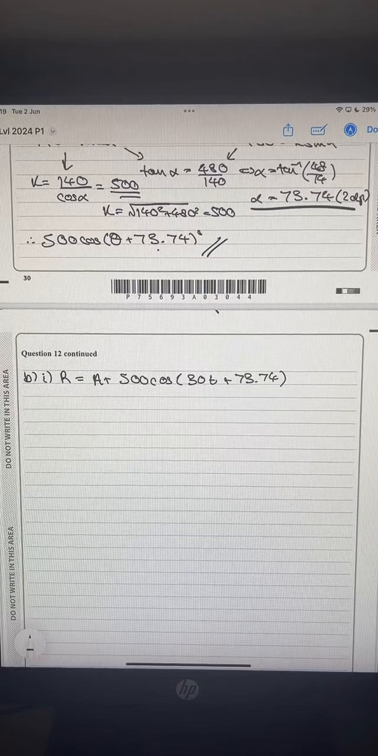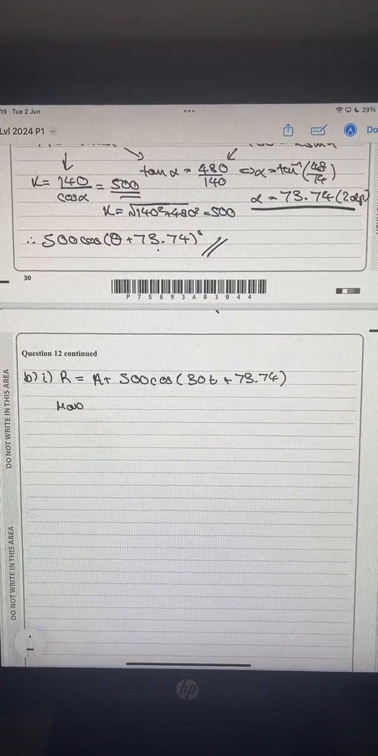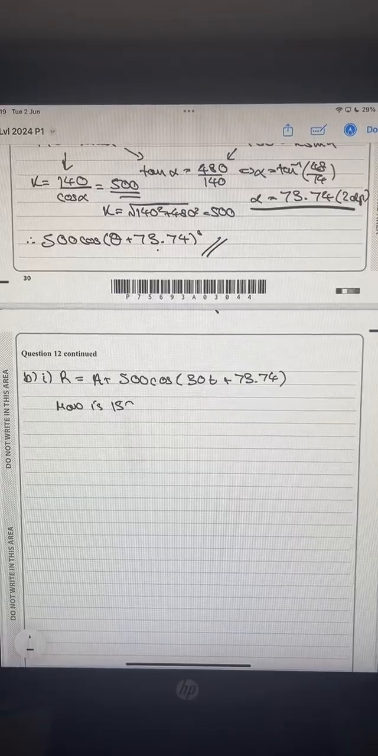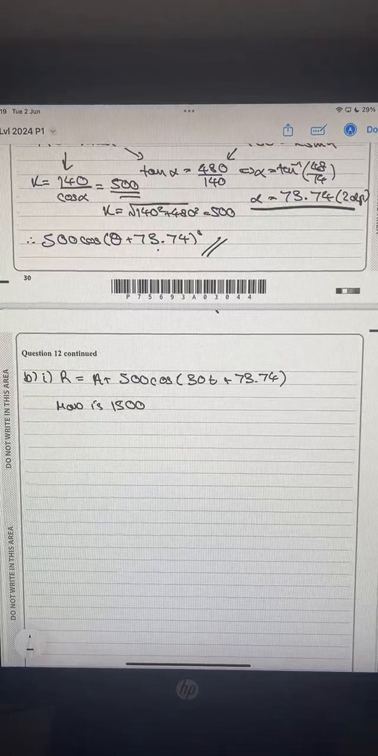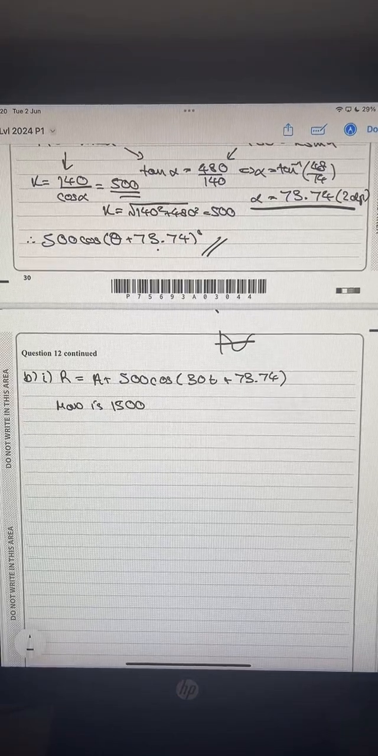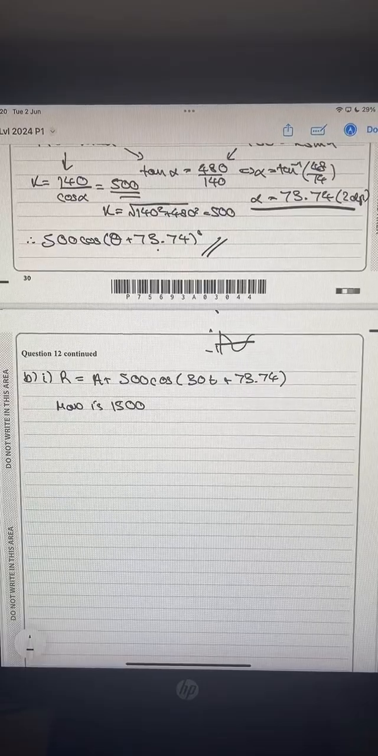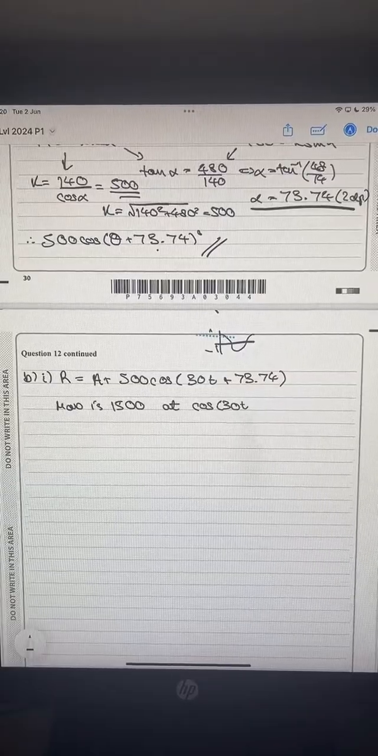Hopefully that makes sense. They tell us that the max is 1,500. Now, how do I know when the max value is? This is just trigonometry at the end of the day, guys. We've got a cosine graph, and we know that cosine goes from 1 to -1. If you do something plus something, the maximum is when cosine, this thing, is at its maximum. So it's maximum at cosine of 30t plus 73.74.